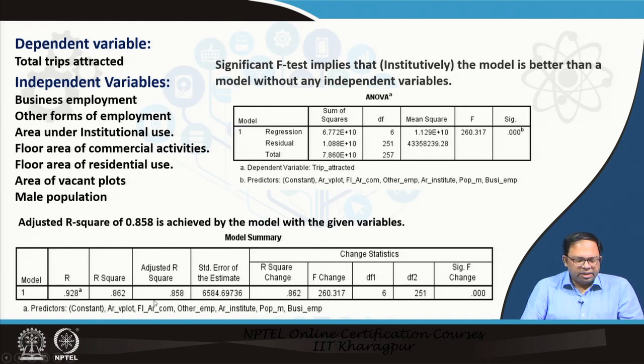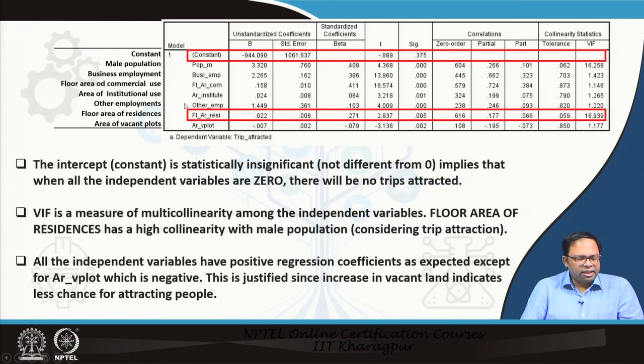And then we see that these are the variables which are included in the model. This is the model: the constant value is not significant, and floor area residence also has a significance of 0.005. So, these are the two issues. We see that the intercept constant is statistically insignificant, not different from 0, which implies that when all the independent variables are 0, there will be no trips attracted.